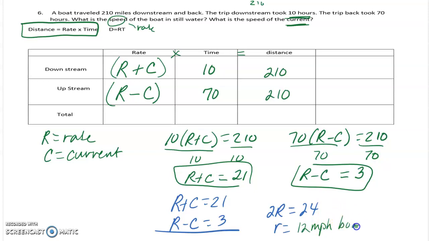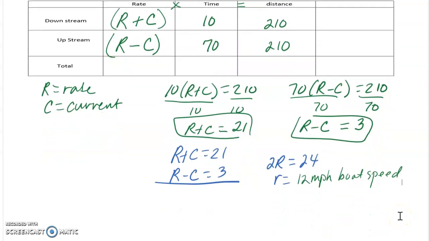is the boat speed. But the question asked us for the current. Well, if the boat speed is 12 minus what is going to give me 3, the current is 9 miles per hour. And I can do it here too. 12 plus what equals 21. Or I could plug back into the original equation.